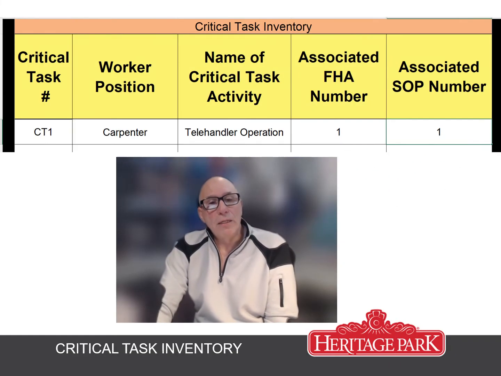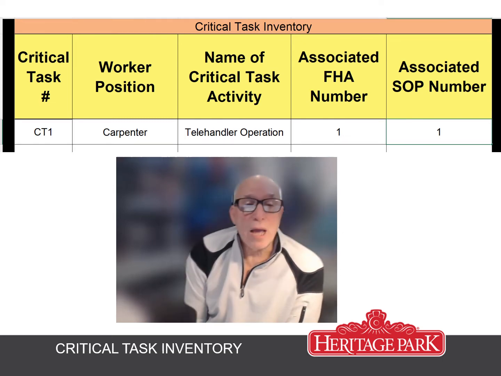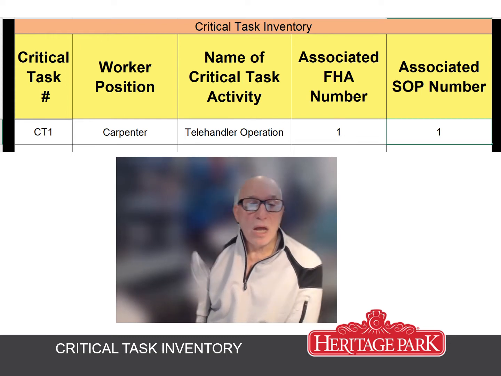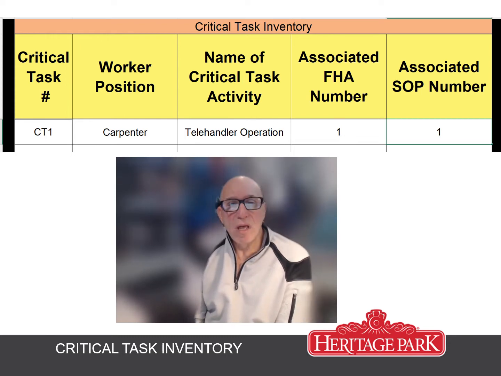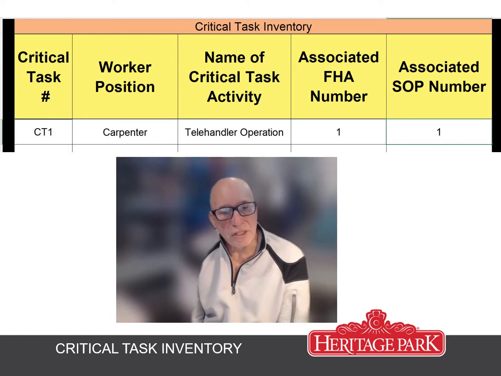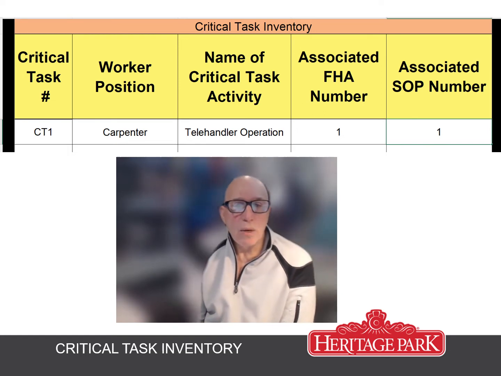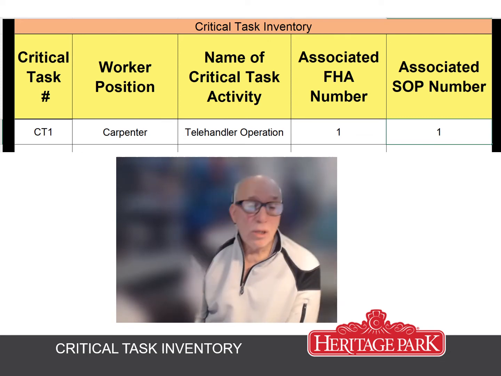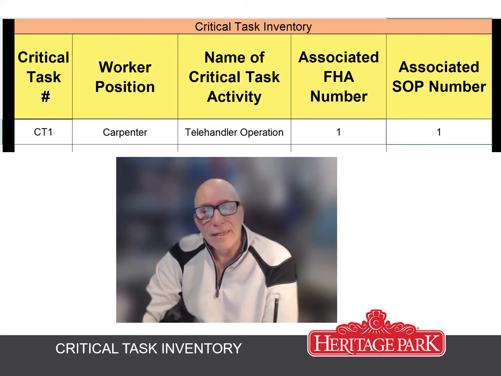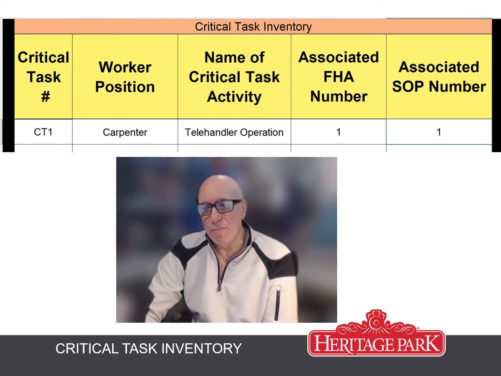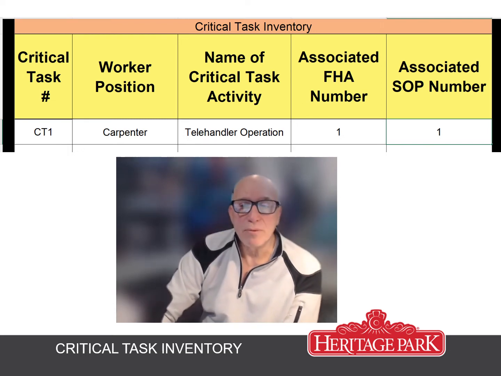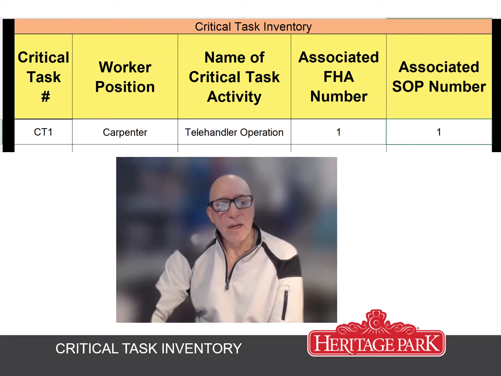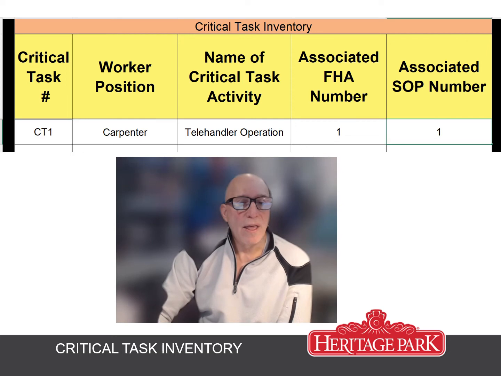Task. This is a fallout from the critical task inventory. A critical task inventory basically identifies a worker's position and the names of the critical tasks or activities that position may perform, which is then associated to a formal hazard assessment number, which was referenced in the last slide. Every formal hazard assessment is given a number, which is associated to a safe operating procedure, which is numbered and associated to that formal hazard assessment and is the guideline for performing that particular task.